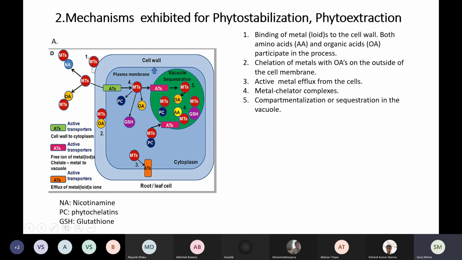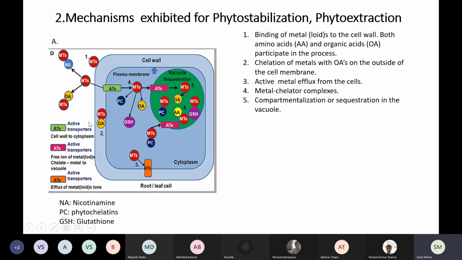So that is the first mechanism which can operate. All right. Now, the second mechanism is chelation of metal with organic acids on the outside of the cell membrane. So many of these metals, along with these organic acids, etc., they can also pass through the pores of the cell wall and they can accumulate in this particular space.